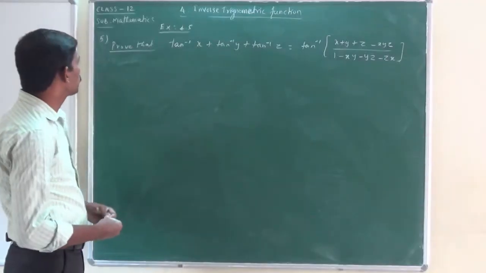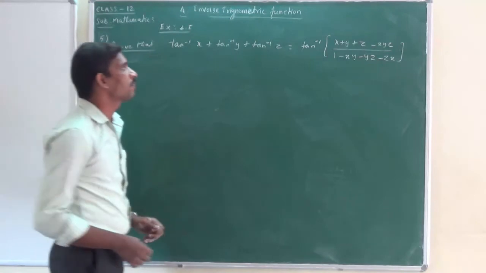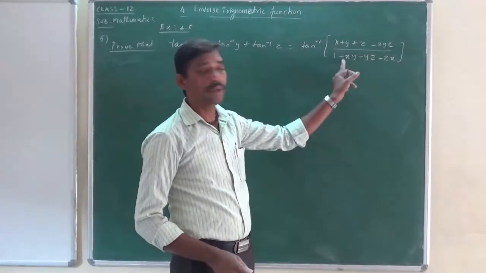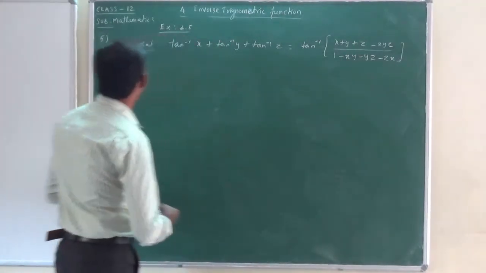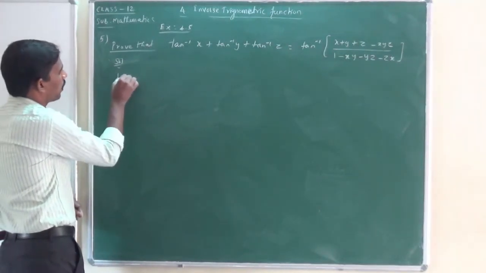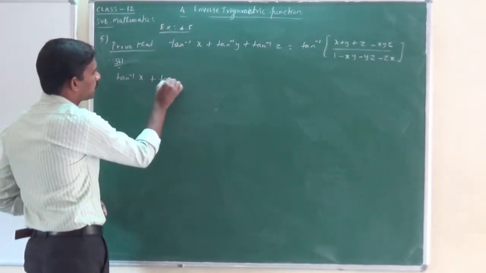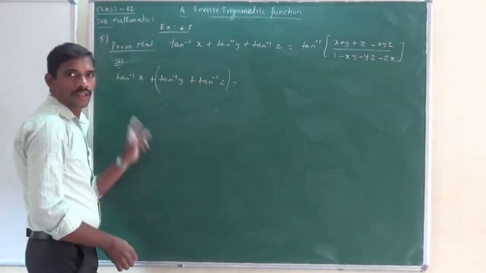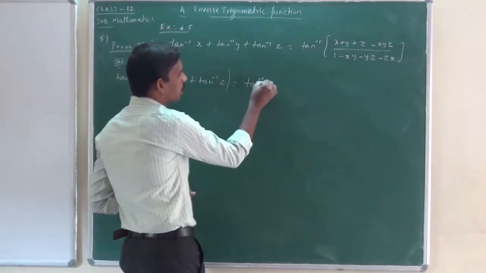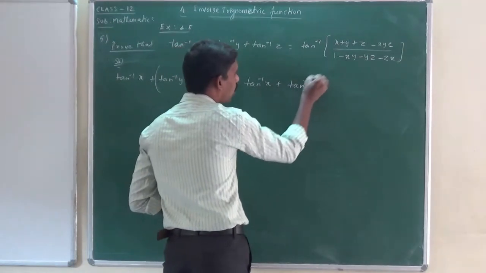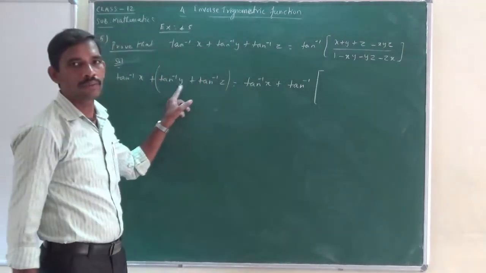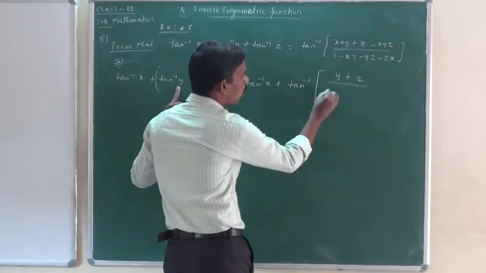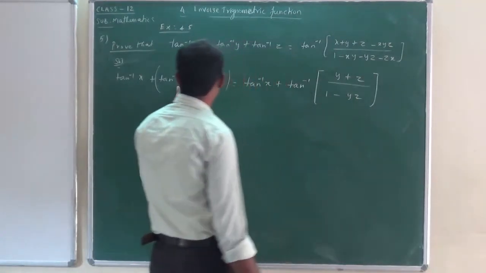This is exercise 4.5. Question number 5. Prove that tan inverse of x plus tan inverse of y plus tan inverse of z is equal to tan inverse of x plus y plus z minus xyz divided by 1 minus xy minus yz minus zx. Now let's write tan inverse of x plus tan inverse of y plus tan inverse of z. I took the last two, then it will be tan inverse of x plus tan inverse of, we have a formula, isn't it? Tan inverse of a plus tan inverse of b. So we can write y plus z divided by 1 minus yz.